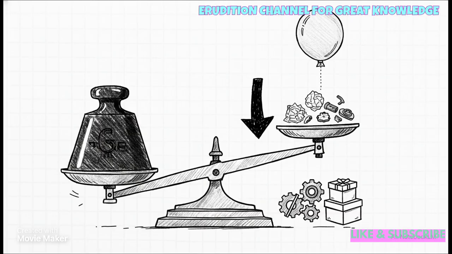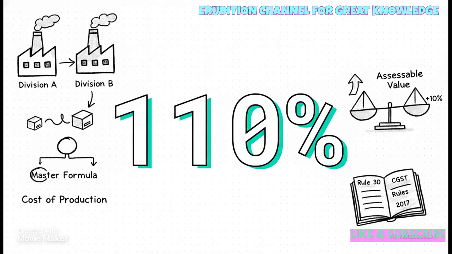All right, here's a highly testable fact regarding goods dispatched for what is called captive consumption. That just means goods manufactured by one division of a company and then consumed by another division of that exact same company. Under Rule 30 of the CGST rules, the assessable value for these internally transferred goods is exactly 110% of the cost of production. So you calculate the cost of production using the master formula we just covered, you make your adjustments, and then boom, you apply that 110% rule.